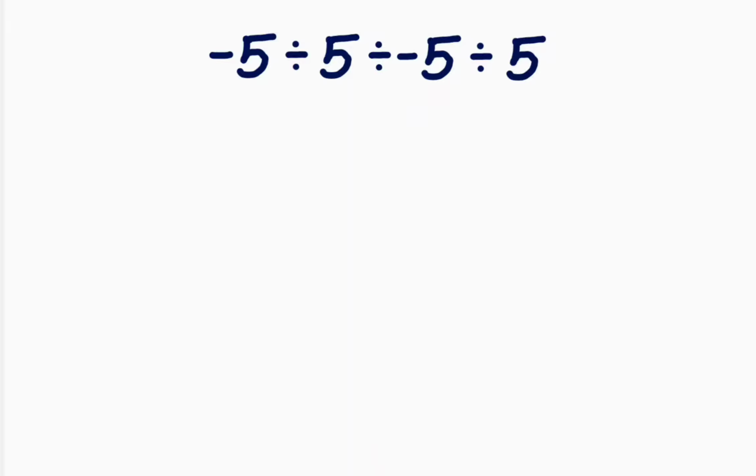This question has minus 5 division 5 division minus 5 division 5. Since the symbol is same, I have seen many students clubbing the division: minus 1 division minus 1. And the final answer comes out to be 1, which is not the correct way to solve this question.